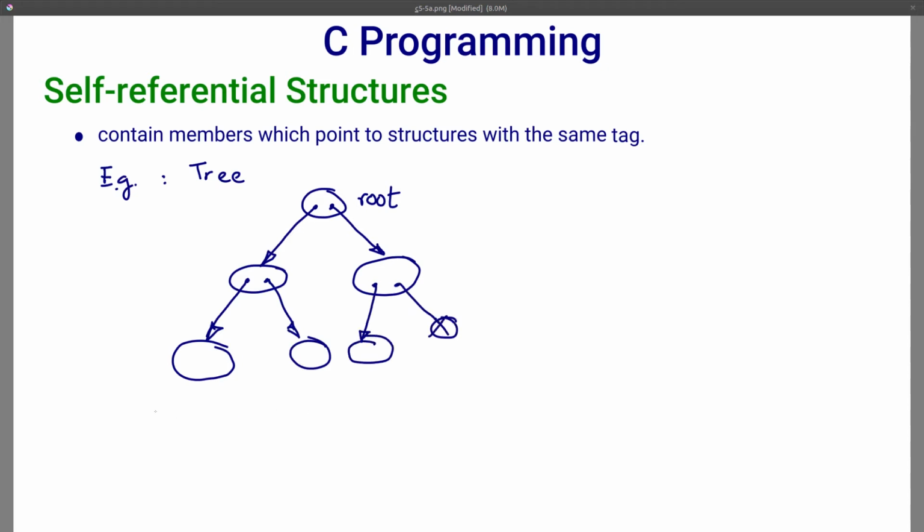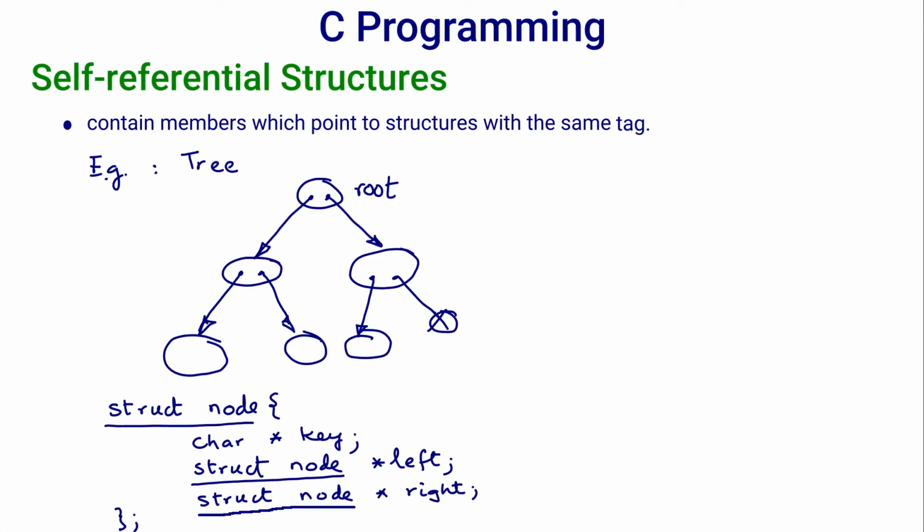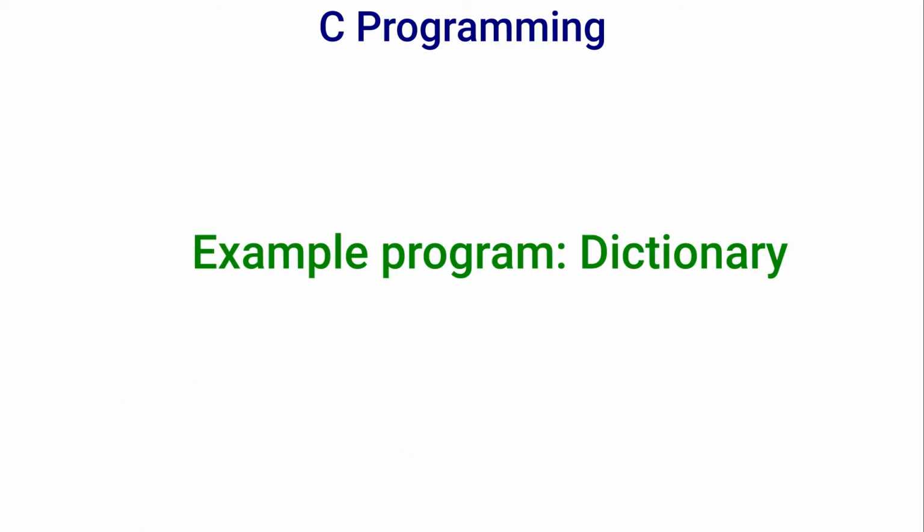So a tree may look like this, which is a binary tree with a maximum of 2 children per node, and the key value of the left node is less than that of the parent and the key value of the right node is greater than the parent. The structure of a node is struct node { char *key; struct node *left; struct node *right; }. So this is another example of self-referential structures, where the left and right pointers point to struct node.